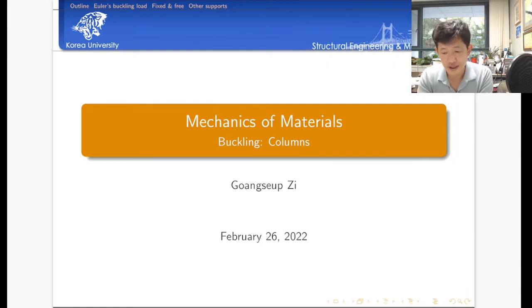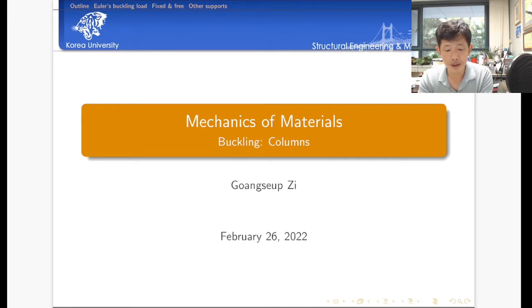Hello everyone. This is the last subject that I'd like to discuss with you in this semester for the mechanics of material class. The last subject is buckling. Buckling, in other words, we call this problem a stability problem. Stability or instability. In Korean we call it 안정, 불안정.